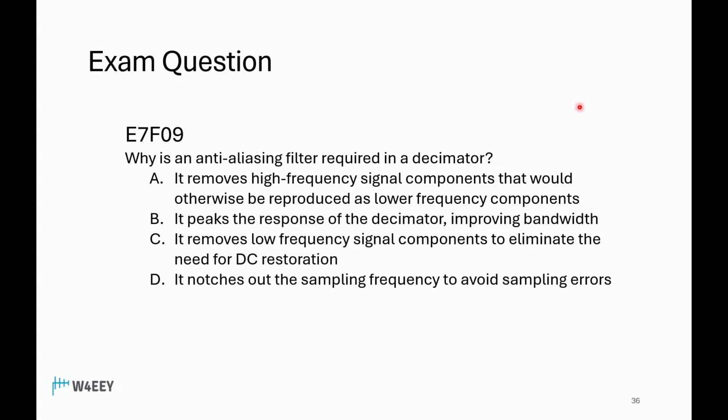Why is an anti-aliasing filter required in a decimator? Alpha. It is alpha. It removes high frequency signal components that would otherwise be reproduced as lower frequency components. So that would be on the front end of the decimator. And you can also use an anti-aliasing filter at the output. It's not in the pool here, but to eliminate anything that might sneak its way into the following stage.